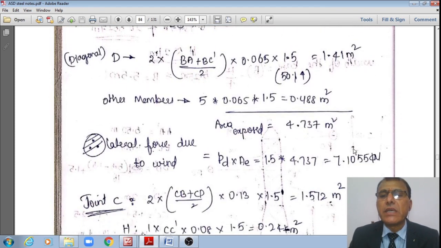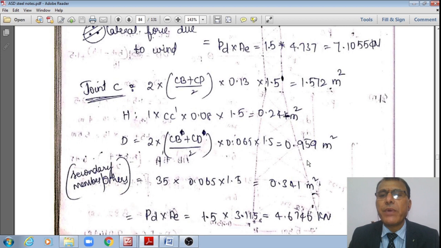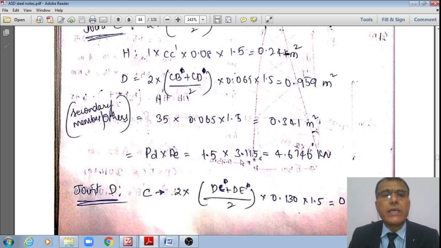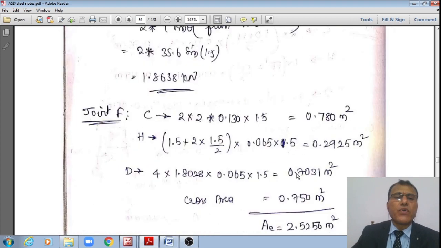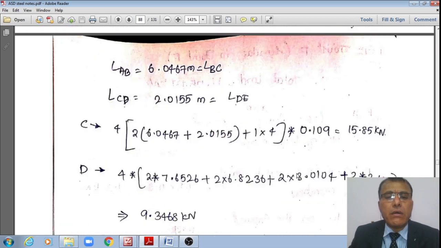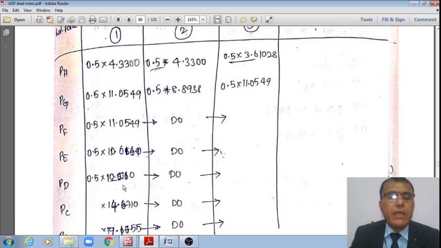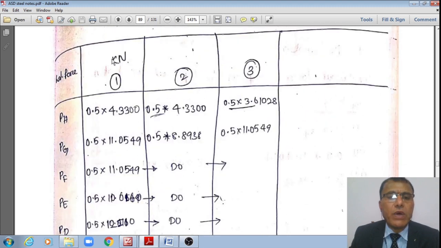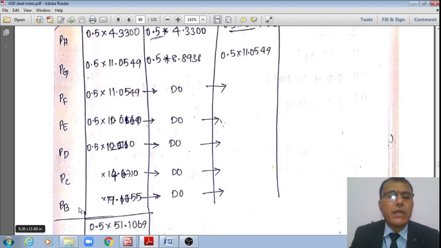It worked out as say 7.1055 at B, 7.1055 at C, 4.6746, so on and so forth. Now I'm just recalling them and I'm just putting them in this table under normal. One means under normal operating conditions, all the lateral forces at different joints.